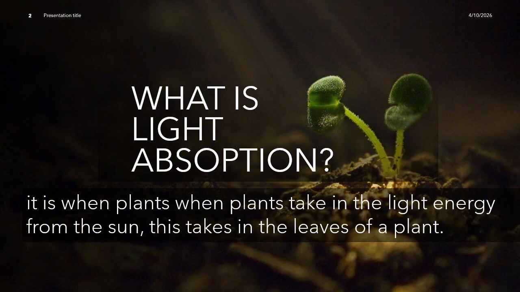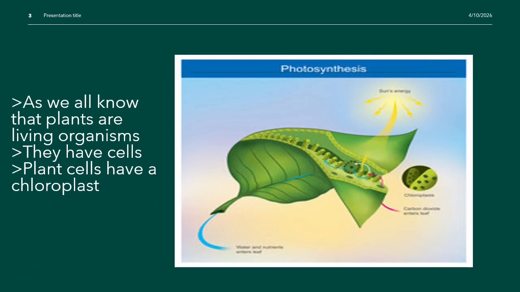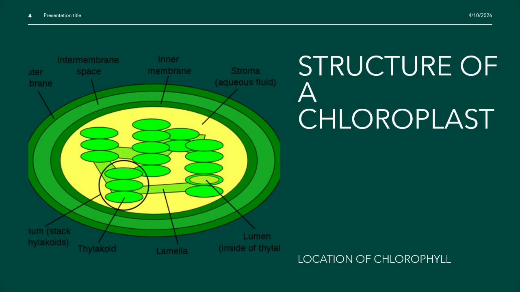Light absorption is the process in which plants take in the light energy from the sun, and this takes place in the leaves of a plant. In a leaf, there are cells, and those cells contain chloroplasts. The chloroplast is found near the surface, and this helps it get maximum sunlight, which is essential for the process of photosynthesis. This is the structure of a chloroplast.